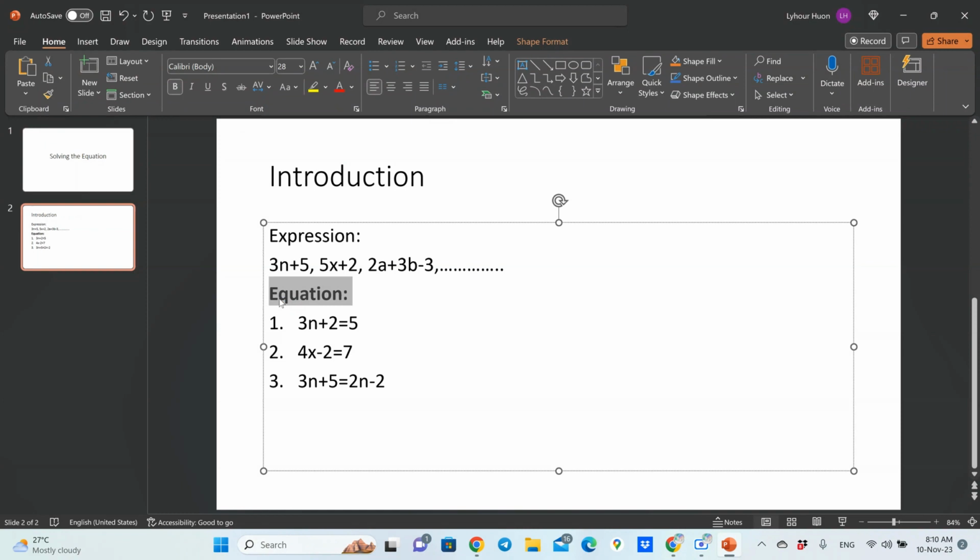Equation is when there's an equal sign. That is equation. So when it's an equation, there's already an equal sign.